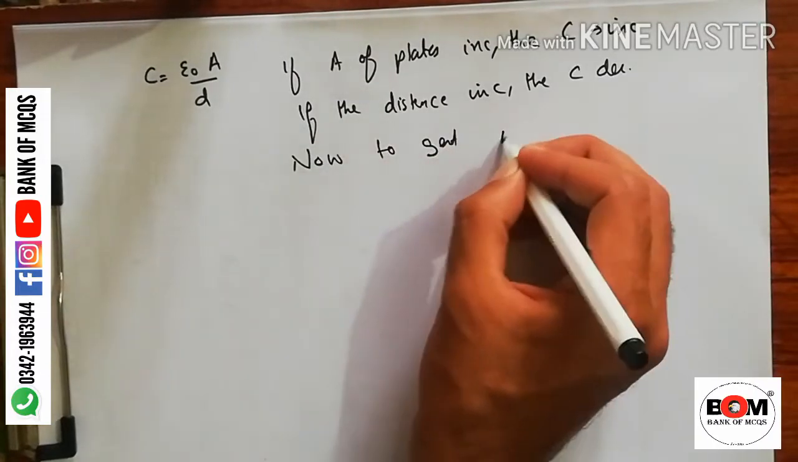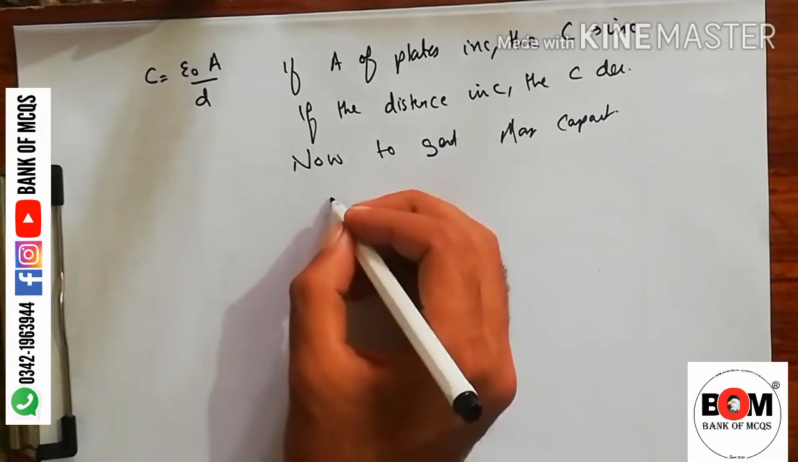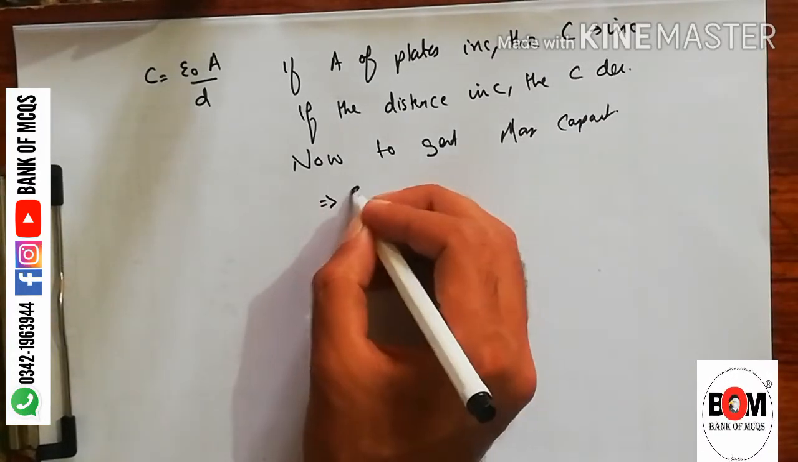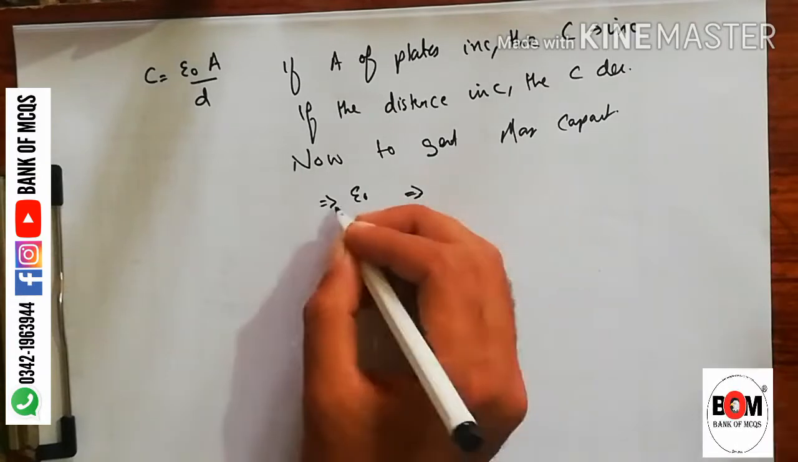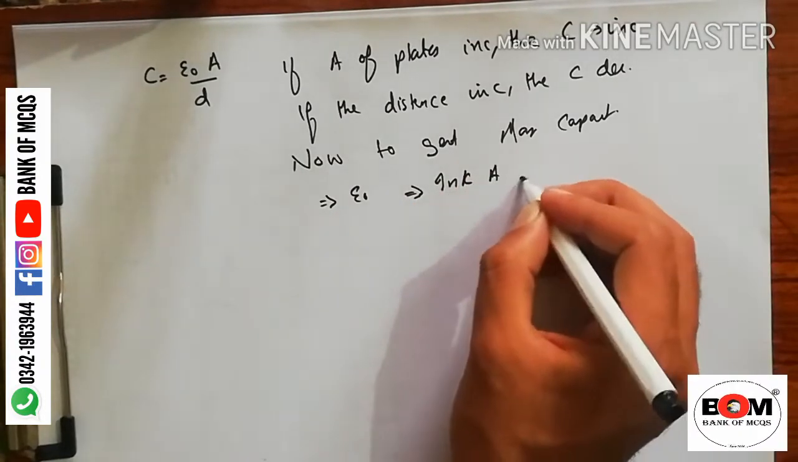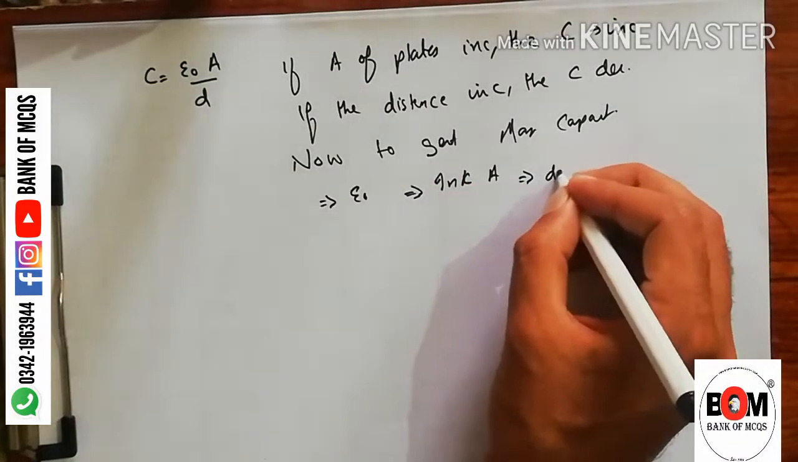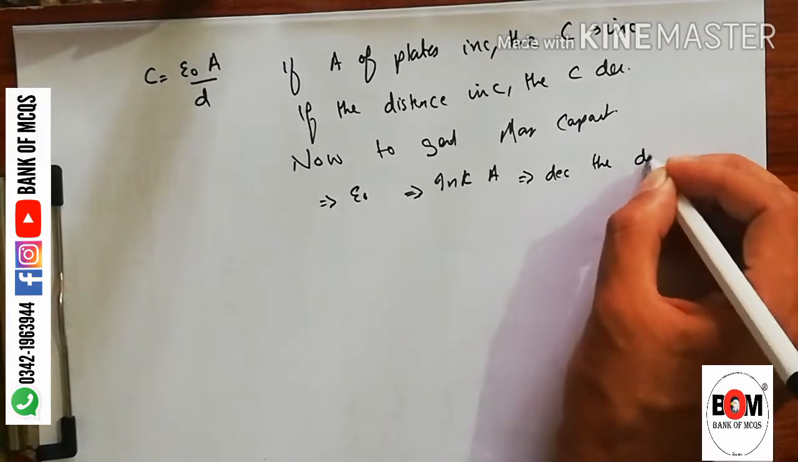Now to get maximum capacitance, we will increase epsilon naught by putting some substance as the medium. Next we will increase the area of the plates, and third we will decrease the distance between the plates.